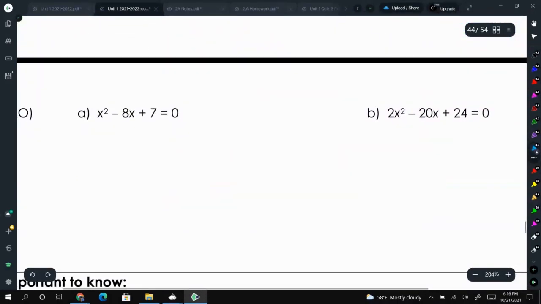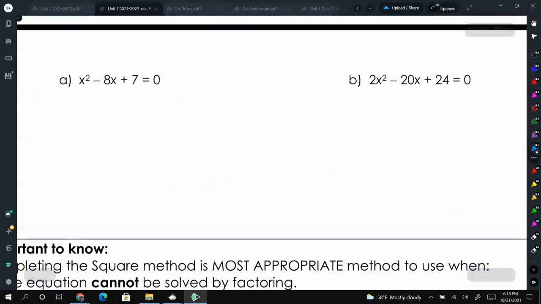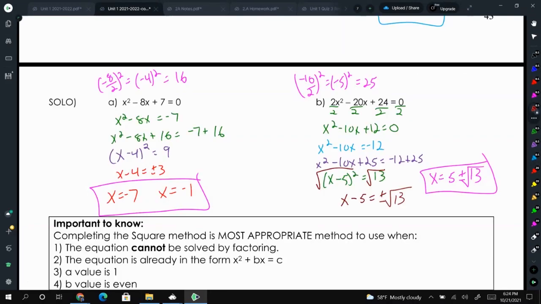On the next page, I want you to try these two problems, letter A and letter B. When you're done, unpause it and see what we get. Okay, so here are the answers and the work. So hopefully you got these answers, but if you didn't, you can look at the work that I showed and get those questions clarified.